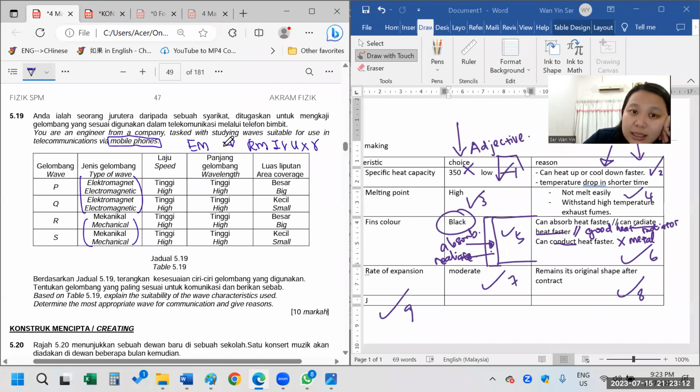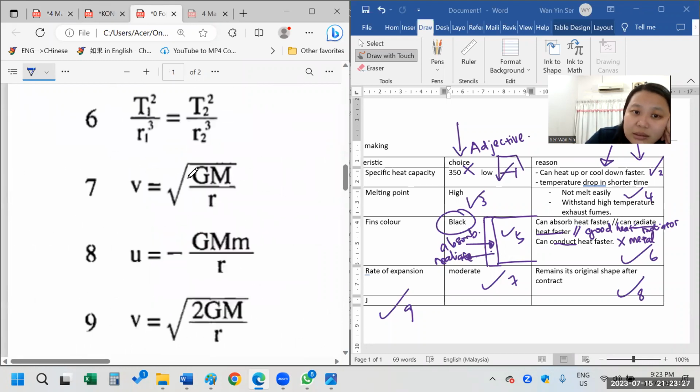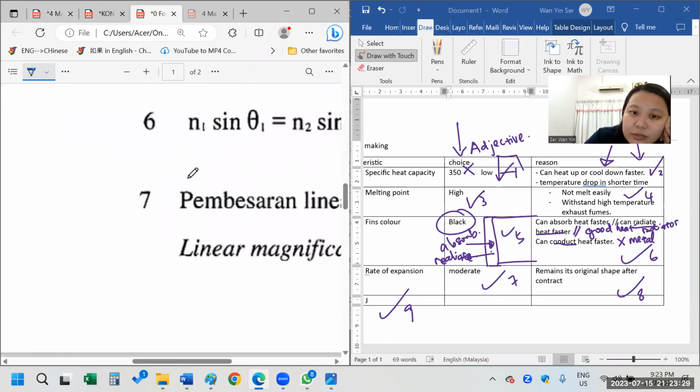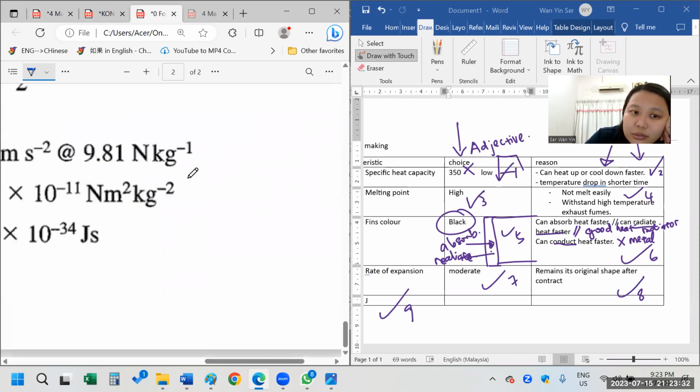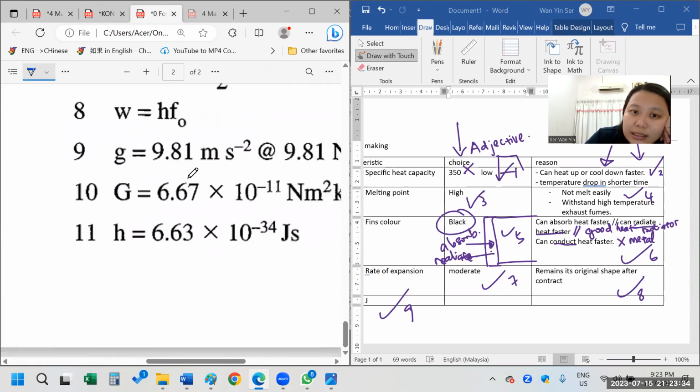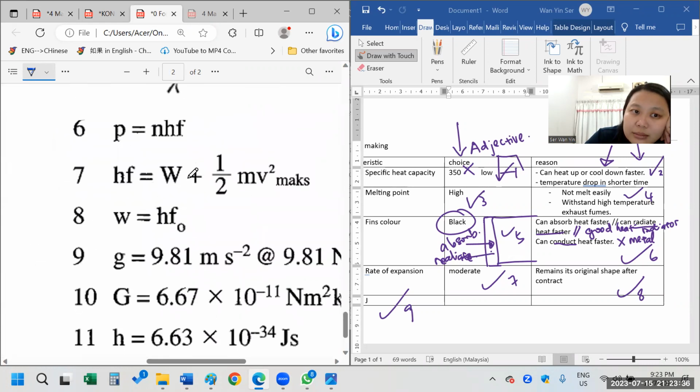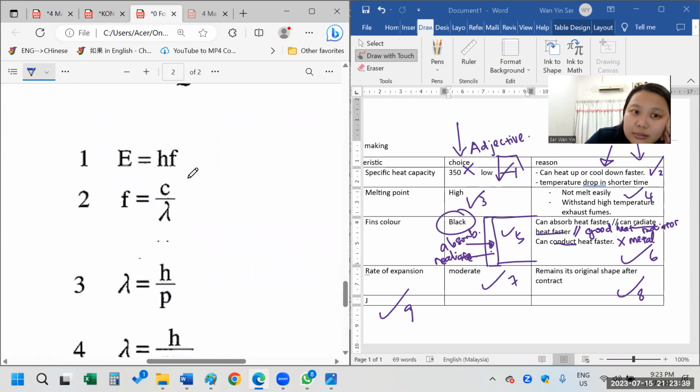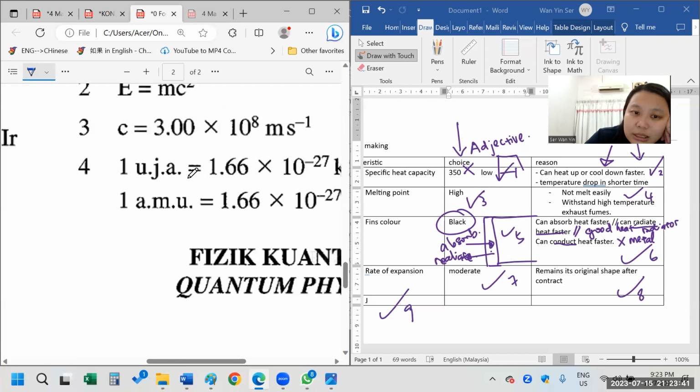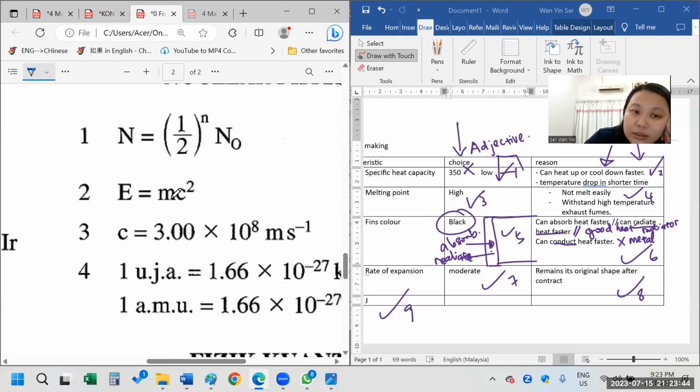Okay, so electromagnetic wave got all types. Then all of them will have light speed. C equals to 3 times 10 to the power of 8. Where is it in your formula list? At the last. Second page. Here. Light speed. Sorry, second, E equals MC squared. C equals to this light speed.